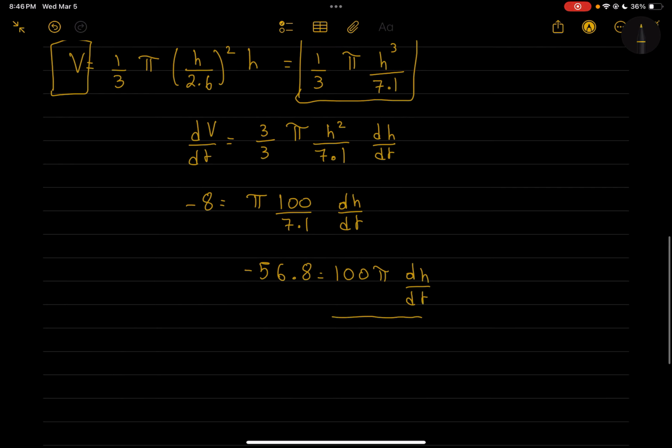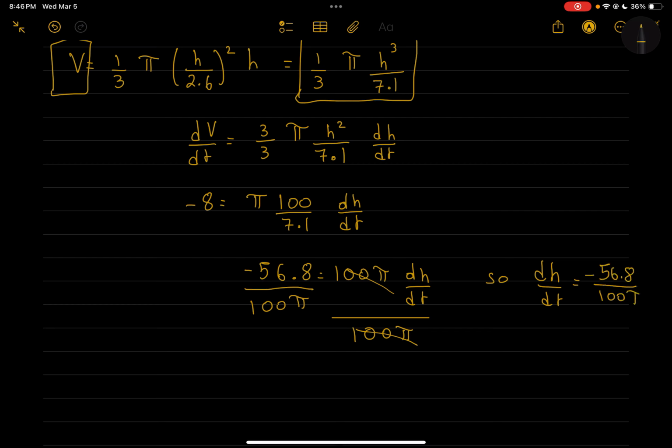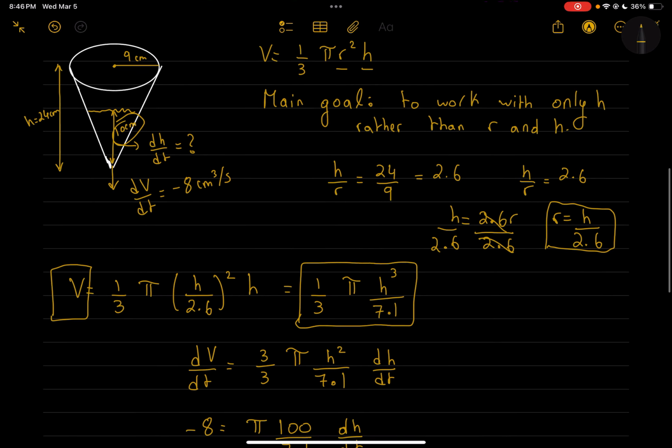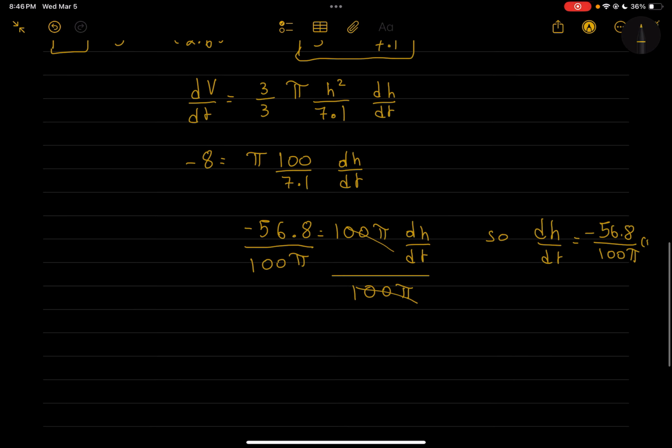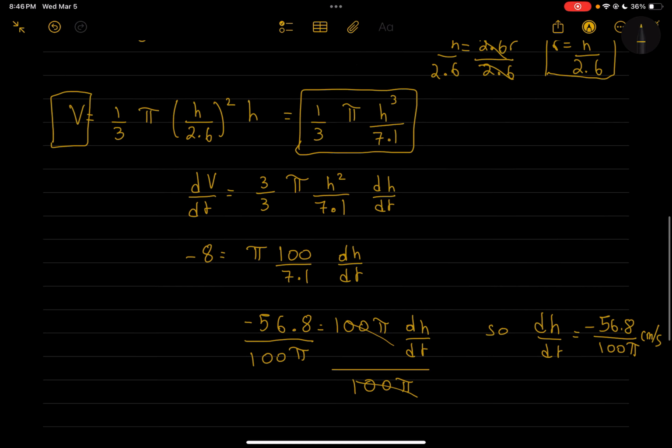So you're going to divide by 100 pi on both sides. So dh over dt is going to be negative 56.8 over 100 pi centimeters per second. You can leave it like this, or you can write it as a decimal. But yeah, that's basically the question.